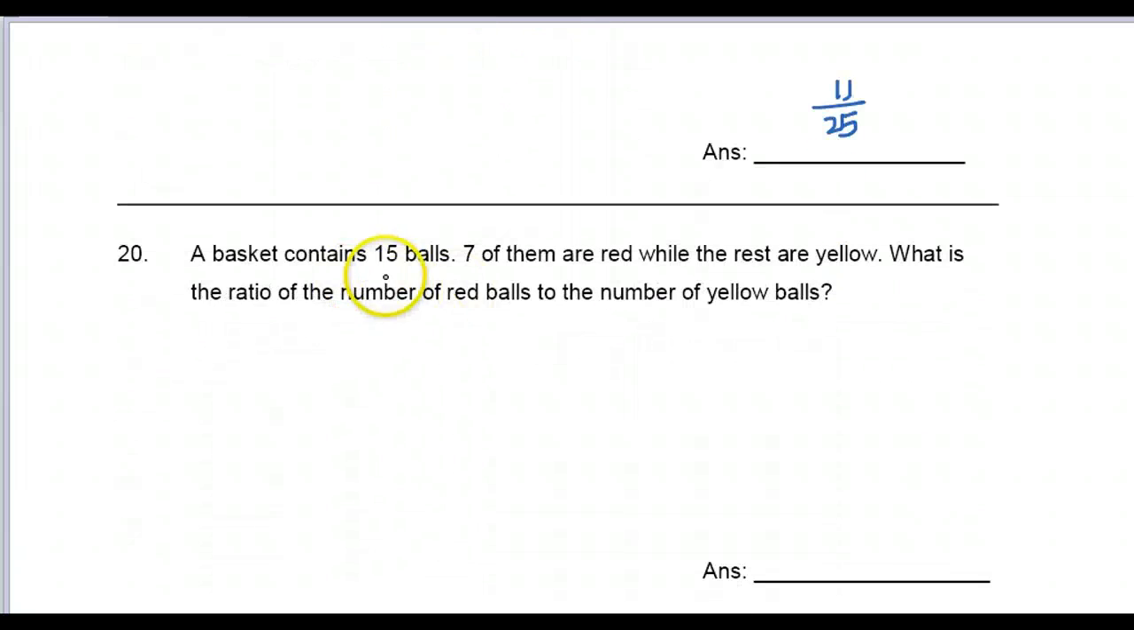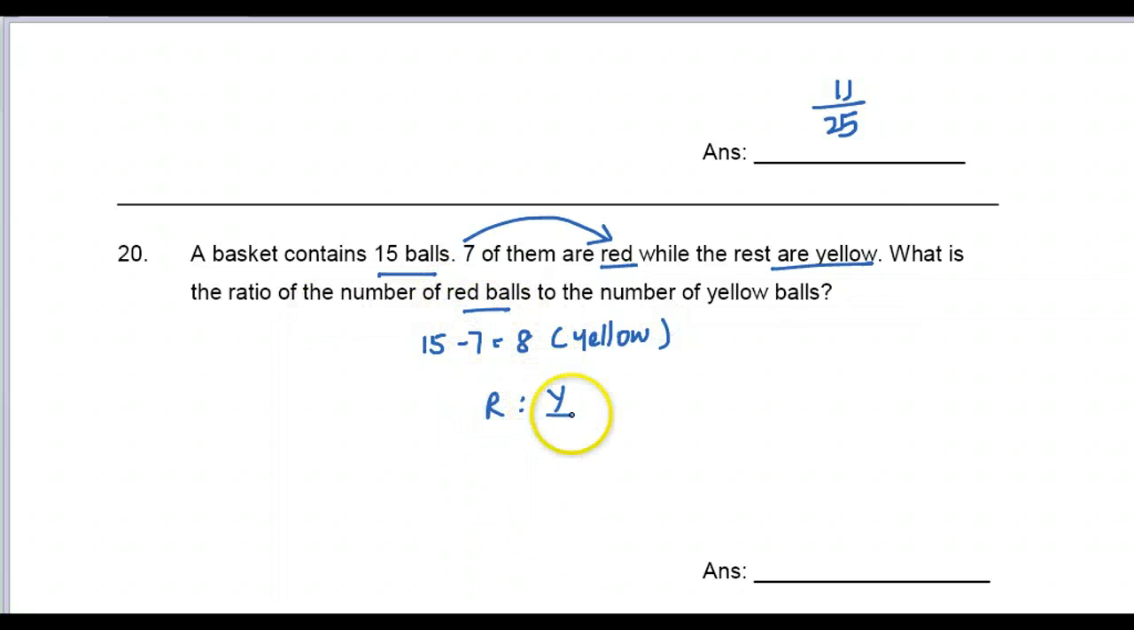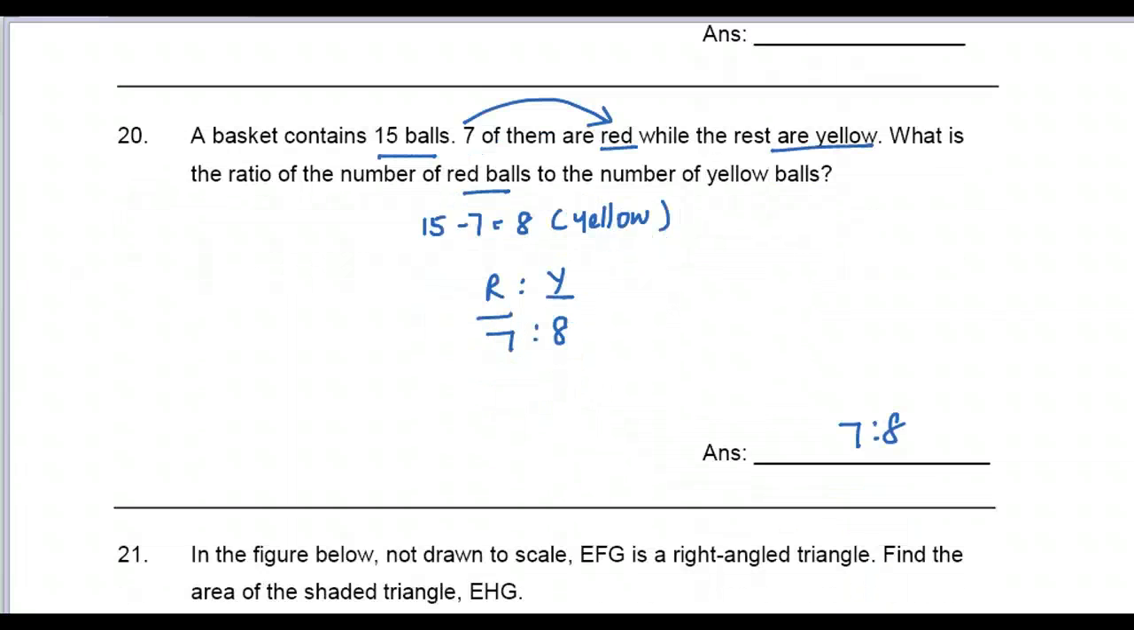A basket contains 15 balls. 7 of them are red balls. So 7 are red and the rest are yellow. So 15 minus 7 will be 8. These are yellow balls. What is the ratio of the red balls to the yellow balls? So red ball is 7, yellow is 8. So the answer is 7 is to 8.